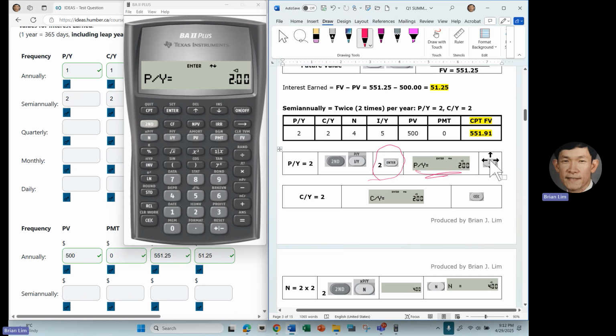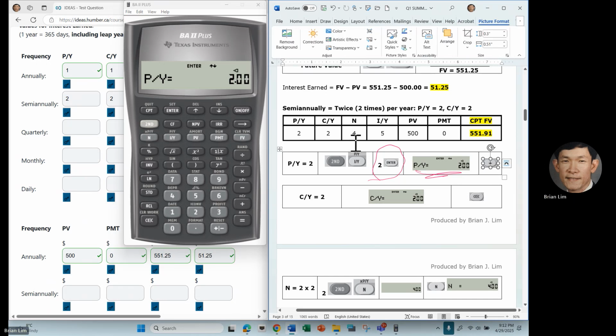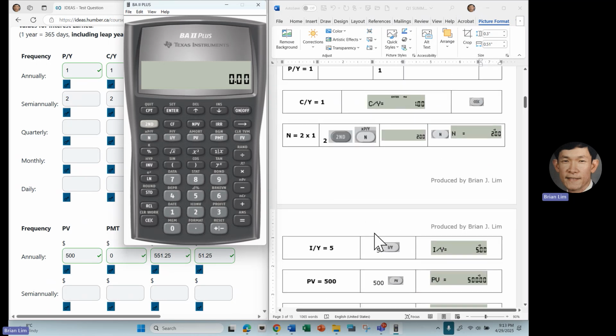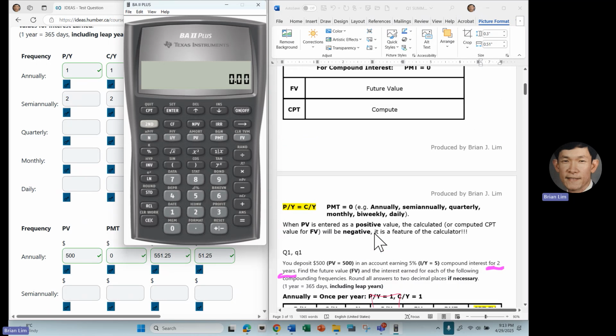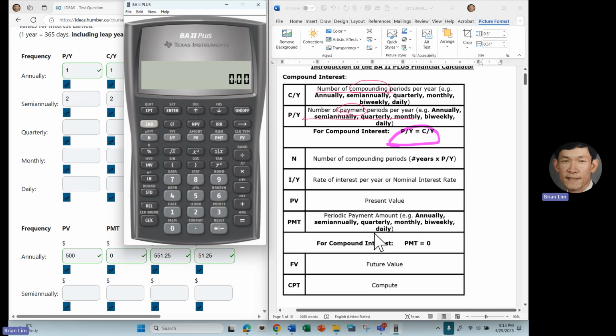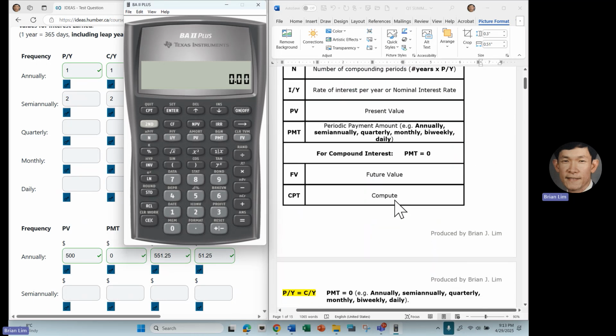And now if I click down on that downward arrow right there, I will see that C/Y is also 2. And now I can just clear. I'm out of that menu. And if you wish to get rid of that 2, you can also clear it out of there. Now remember, N is the number of years times P/Y. Okay, if you go back in your handout, which I will post, N is the number of years times P/Y.